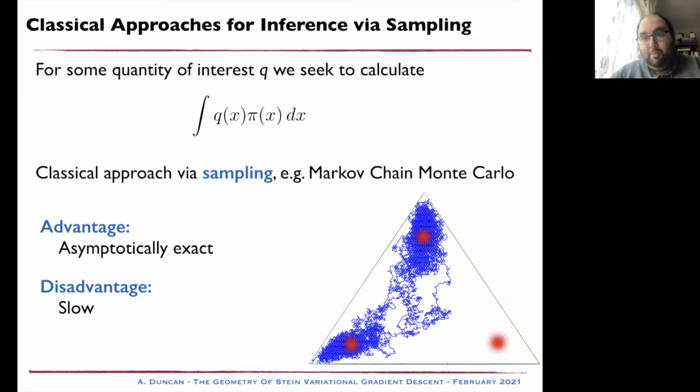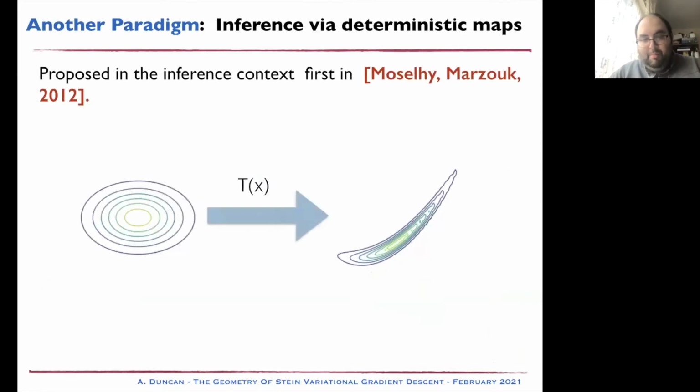convergence is slow. The chain is not producing independent samples, it's producing correlated samples, and unless I'm doing something very clever, this correlation is to our disadvantage. And so this has motivated other approaches where we trade off the asymptotic exactness for speed, basically. So we lose that exactness, but in return we obtain some speed. There are various approaches, but I'm going to talk about a very specific paradigm. This is the idea of doing inference using deterministic maps.